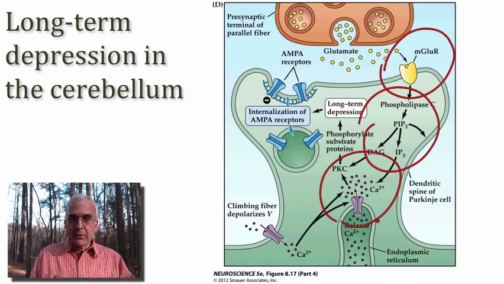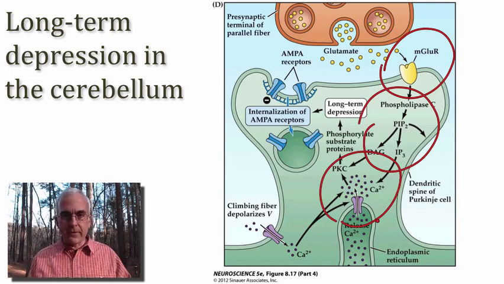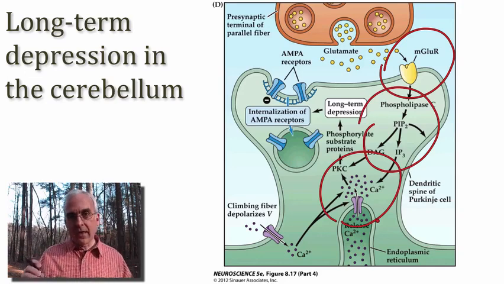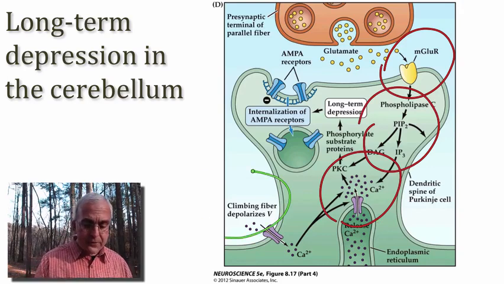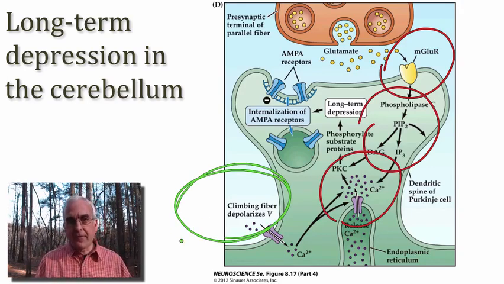But that release of calcium doesn't seem to be sufficient to cause robust internalization of AMPA receptors. So we need to get more calcium into this postsynaptic spine rapidly. And the way that happens is through activation of our climbing fiber system. So with the activation of the climbing fiber, there will be a massive depolarization of this dendrite. Again, the climbing fiber synapse is one of the strongest synapses that we know about within the central nervous system.